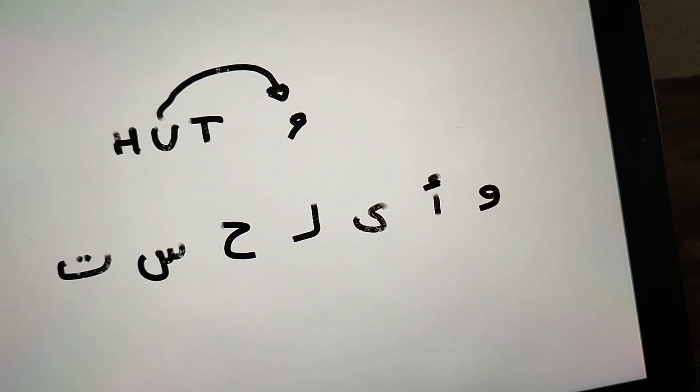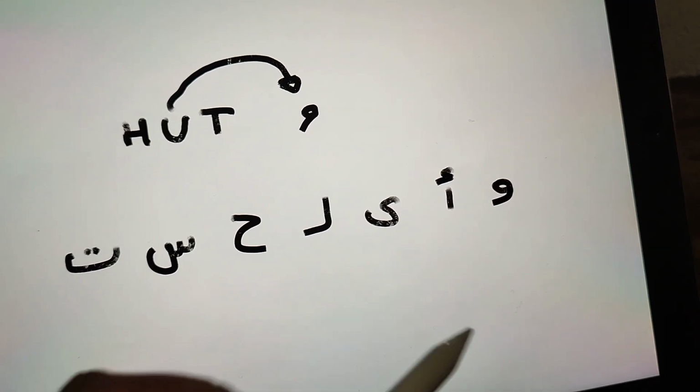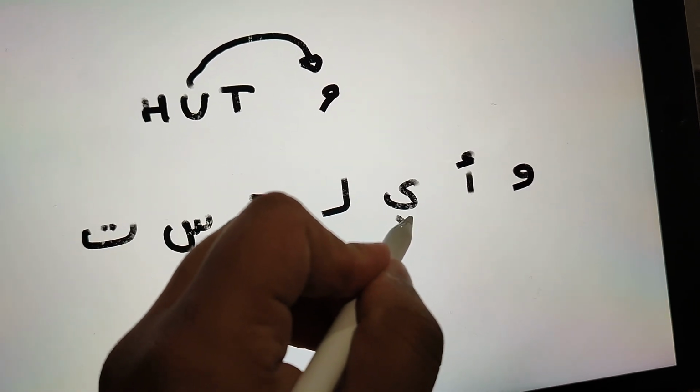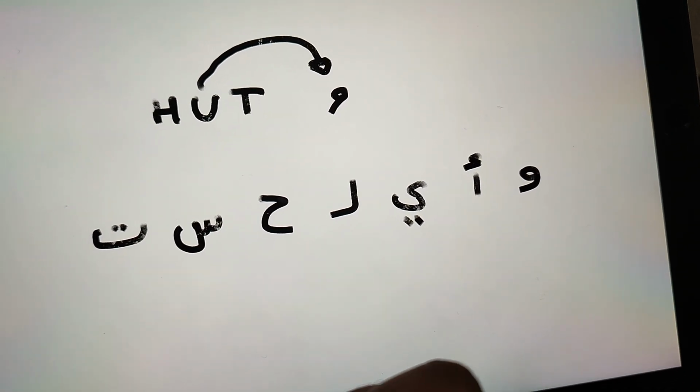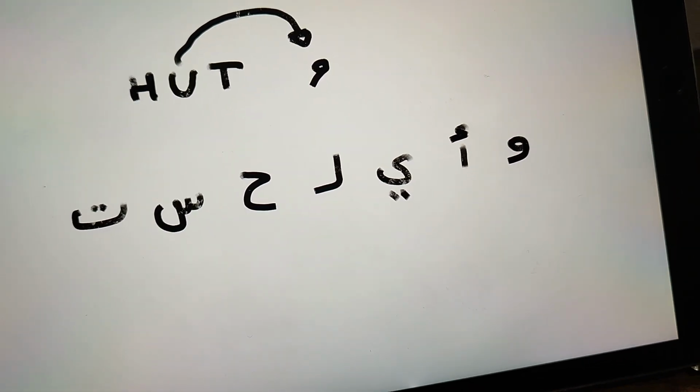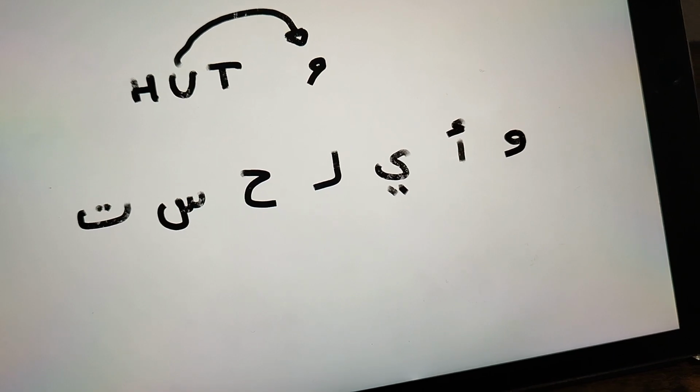By itself, we know that wow makes a w sound, hamza makes a sound, ya makes a y sound, lam makes a l sound, ha makes a h sound, sin makes a s sound, and ta makes a t sound.